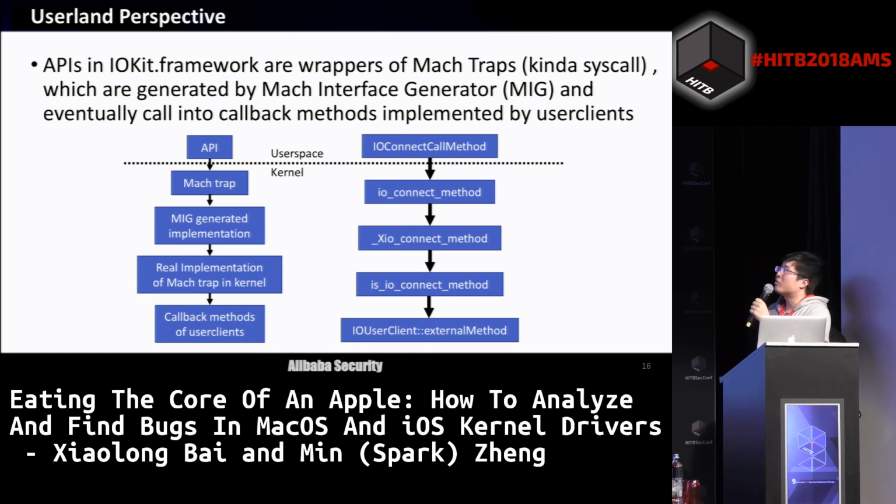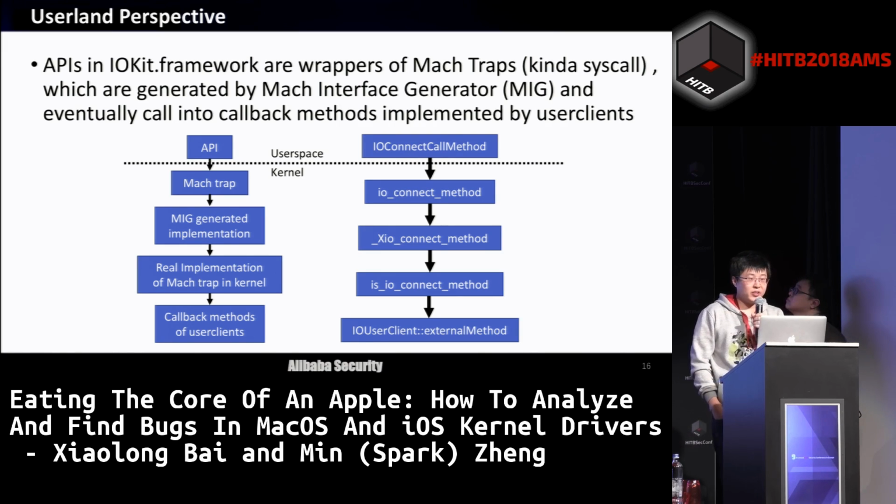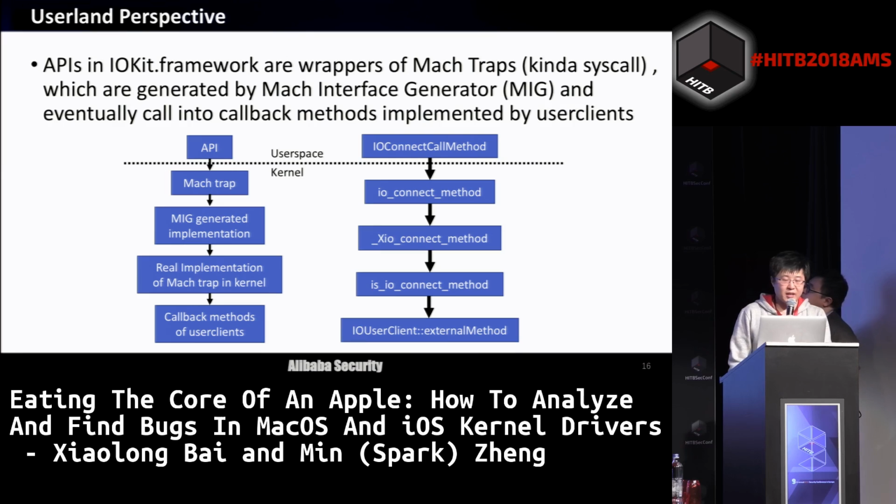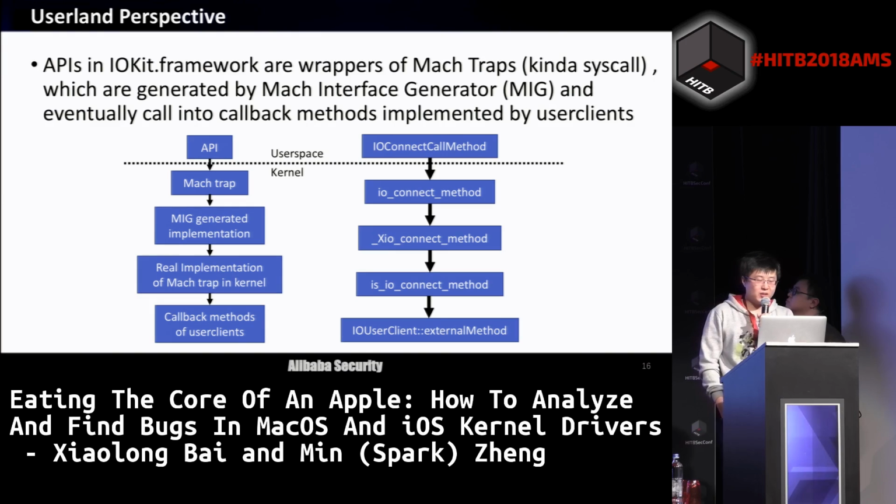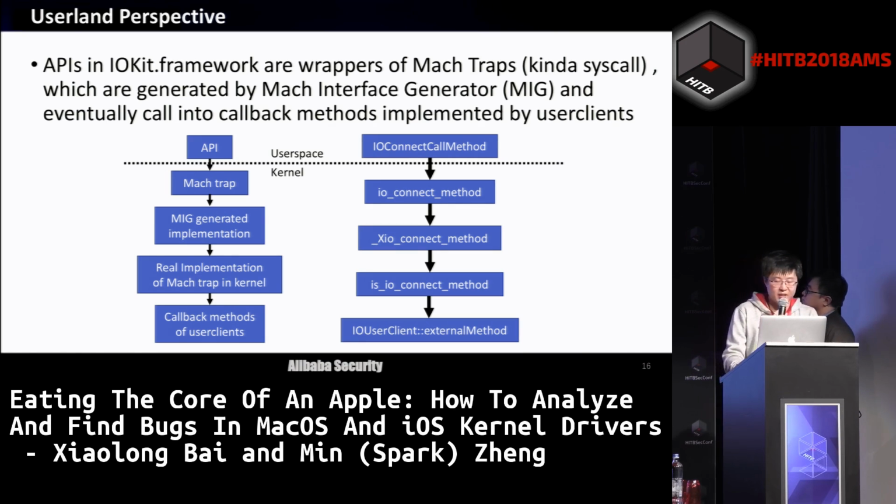Actually, APIs in the IOKit framework are wrappers of Mach traps, which are generated by MIG and eventually call into callback methods implemented by user clients. For example, if you use a userland API called IOConnectCallMethod, it is actually a Mach trap in the kernel, and it will call the code generated by MIG and eventually call IOUserClient externalMethod, which is the callback method implemented by the user client.